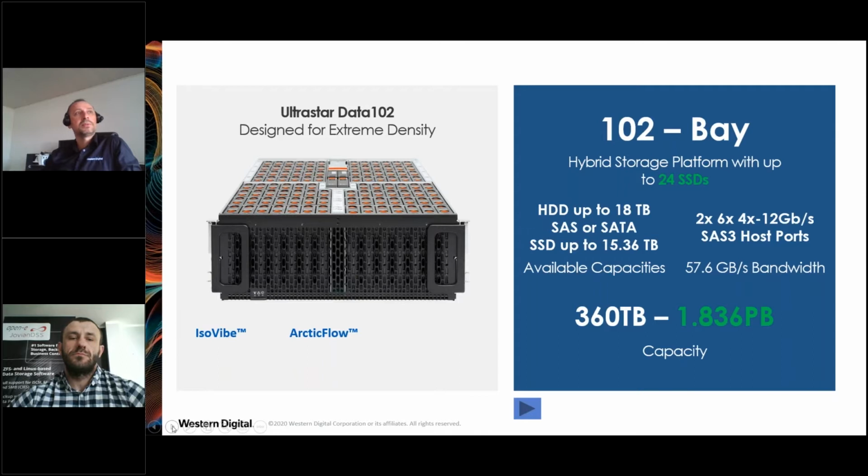And the big brother, Data102, goes from 18 terabytes up to 1.8 petabytes. It's almost 2 petabytes in one 4U enclosure. It's amazing. And you don't have any bottleneck because of the way we designed it with multiple expanders, the total available throughput can go up to 57 gigabytes per second out of this enclosure. That's the theoretical maximum, and I think that solves many people's problems, right?